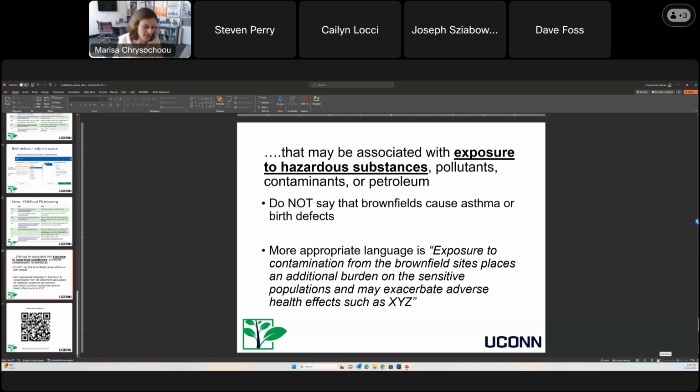For example, it could be asbestos, it could be heavy metals, whatever it is, places an additional burden on the sensitive populations in our target area and may exacerbate adverse health effects such as cancer, such as asthma. So you use language that talks about how the contaminants from the brownfield sites take a condition that is already worse than normal and make it even worse. And then the grant will help alleviate that additional burden that is placed on your populations.